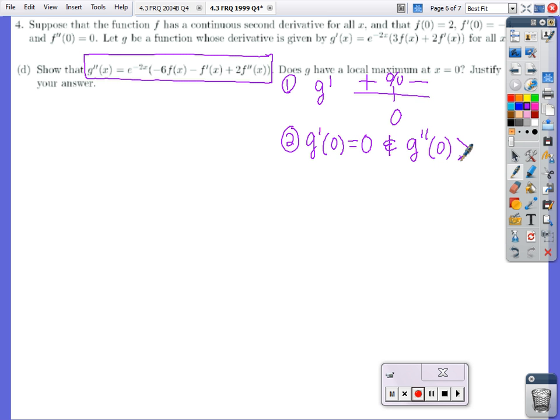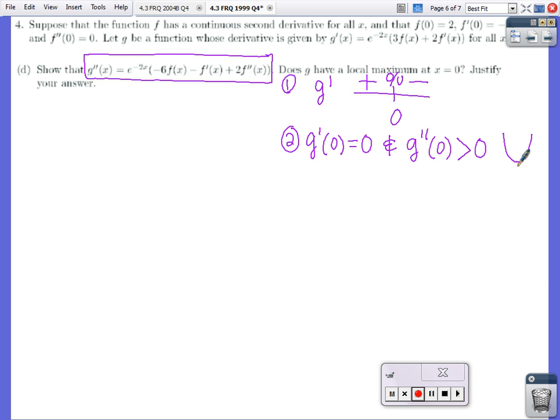If it's bigger than 0, meaning positive, then the function is concave up, which gives us the minimum. If I have g prime of 0 equals 0 and g double prime of 0 is less than 0, then it's concave down, which will then give us the maximum.